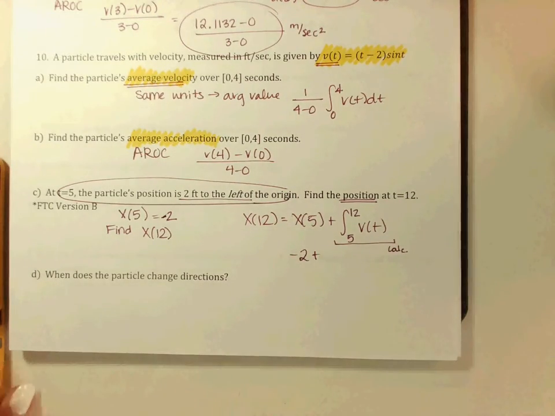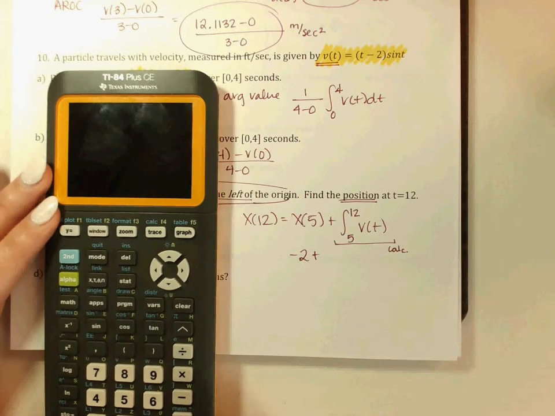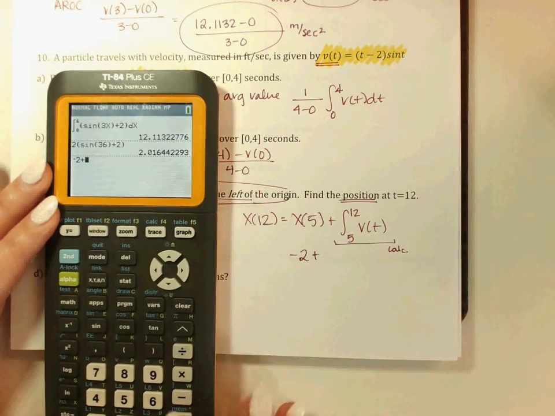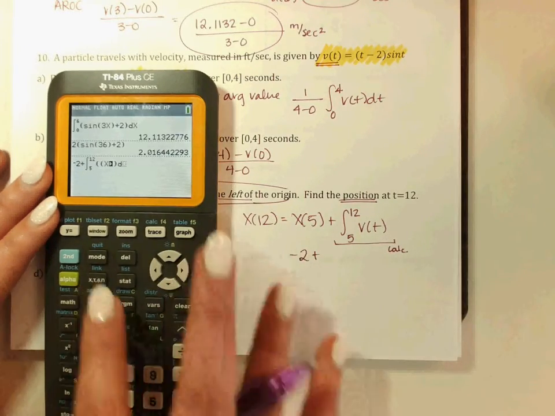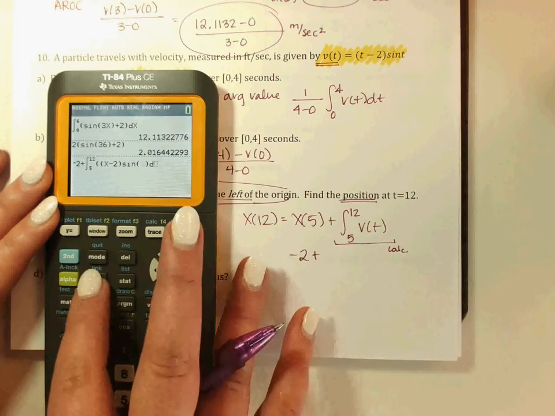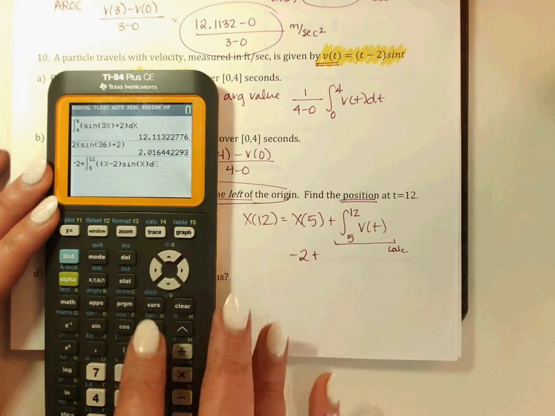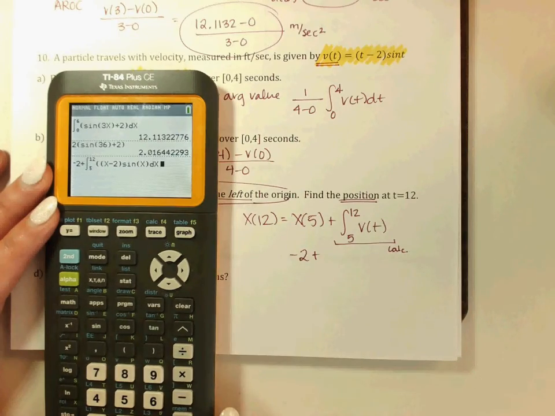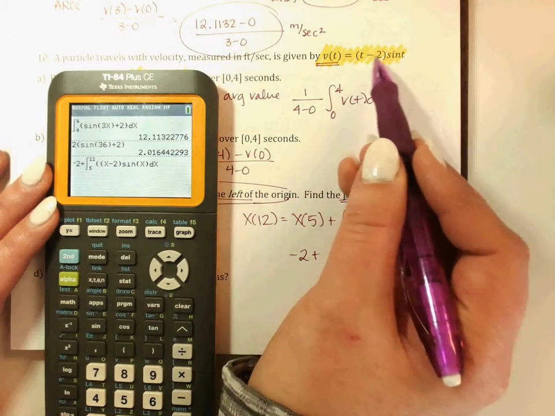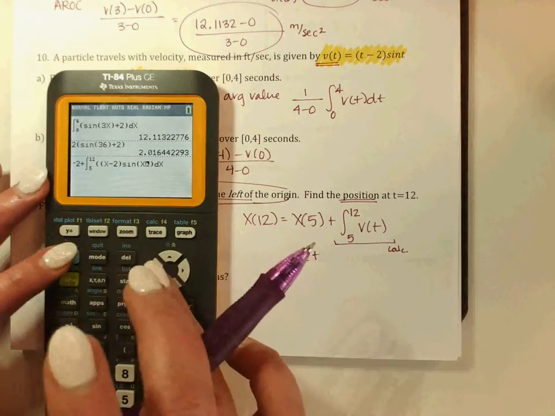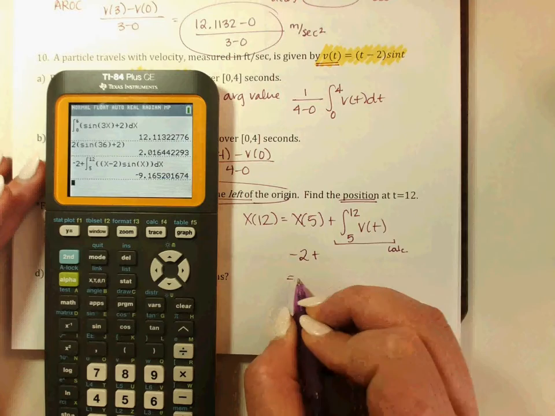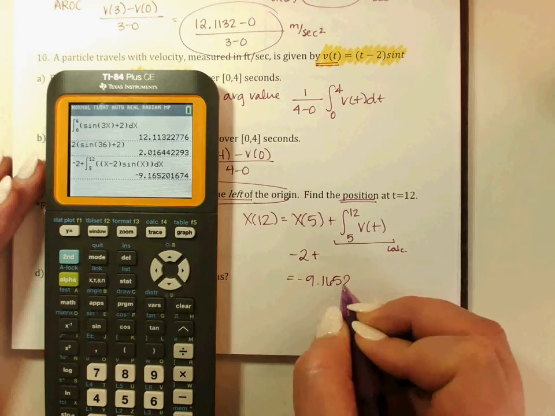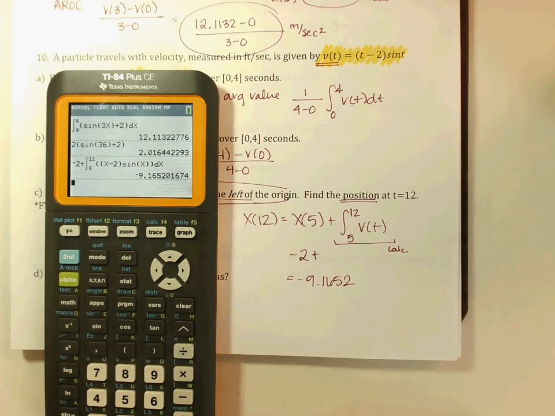If you want to see what it looks like, it would look like this. Negative 2 plus math 9, 5 to 12. And then I would just type in my function, x minus 2 sine x dx. It's in the equation right here. And it comes out to be negative 9. So the position at 12 would be negative 9.